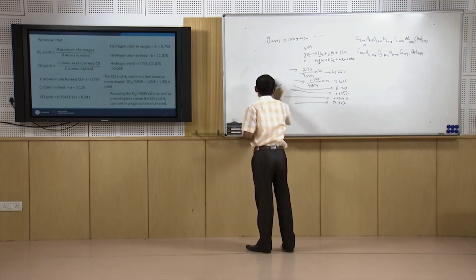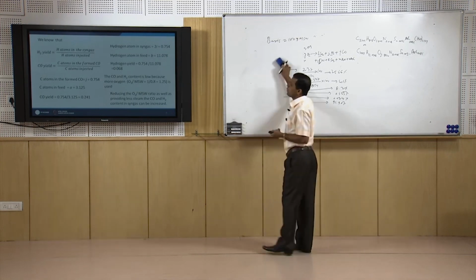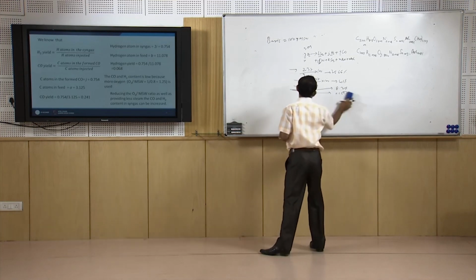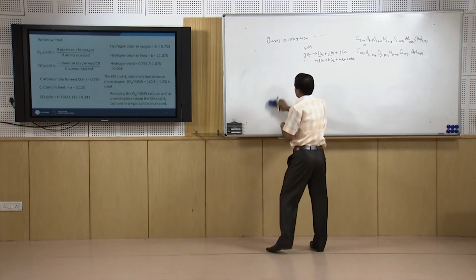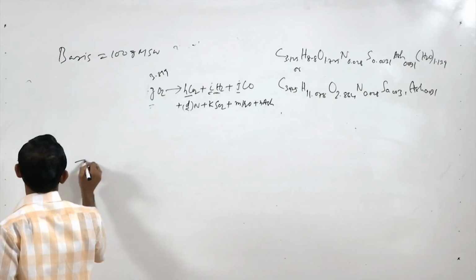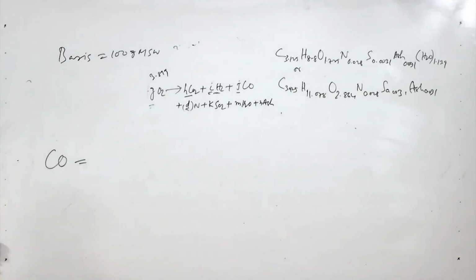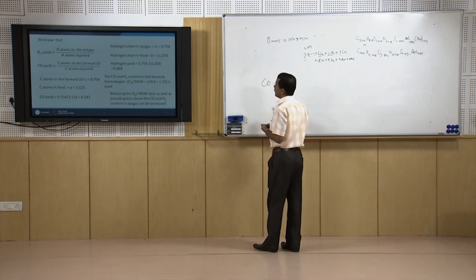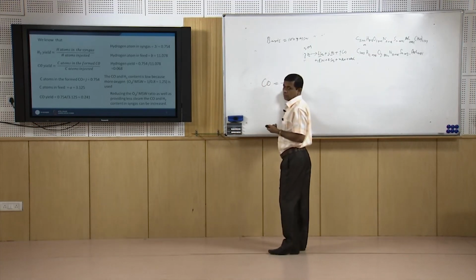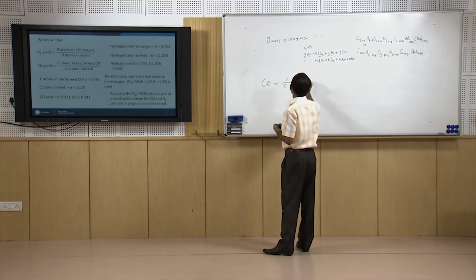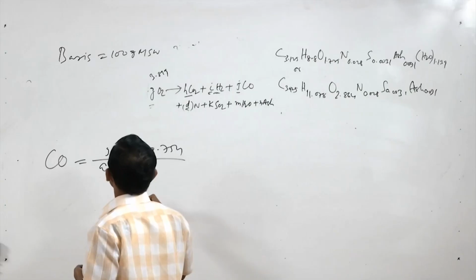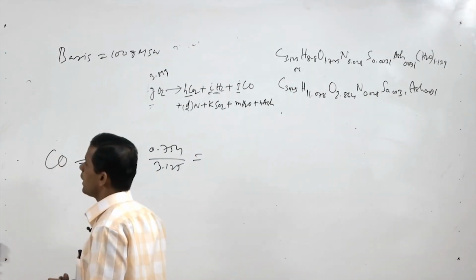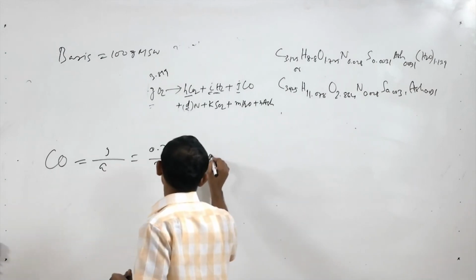Similarly for CO, the yield is equal to carbon atoms found in CO divided by carbon atoms injected. So in this case the yield of CO is equal to J divided by A, and J is equal to 0.754 and A is equal to 3.125. So it is giving us 0.241.